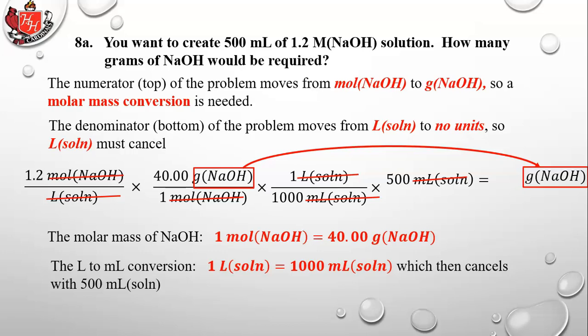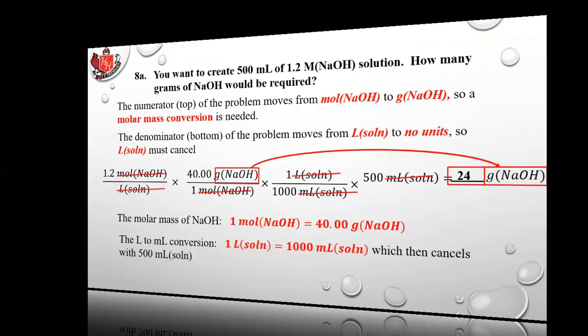So 1.2 times 40 times 1 times 500 divided by 1 divided by 1,000 gives you 24. So you'd need 24 grams of sodium hydroxide. Okay, let's keep moving on.